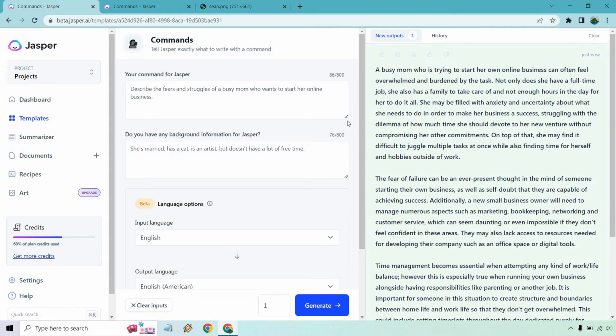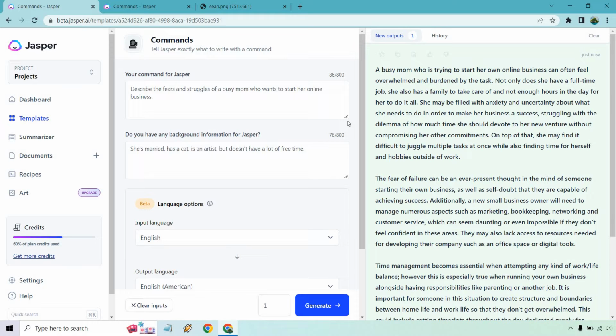A busy mom who is trying to start her online business can often feel overwhelmed and burdened by the task. Not only does she have a full-time job, she also has a family to take care of and not enough hours in the day to do it all. She may be filled with anxiety and uncertainty about what she needs to do to make her business a success, struggling with the dilemma of how much time she should devote to her new venture without compromising her other commitments. That is a fantastic way of saying this.